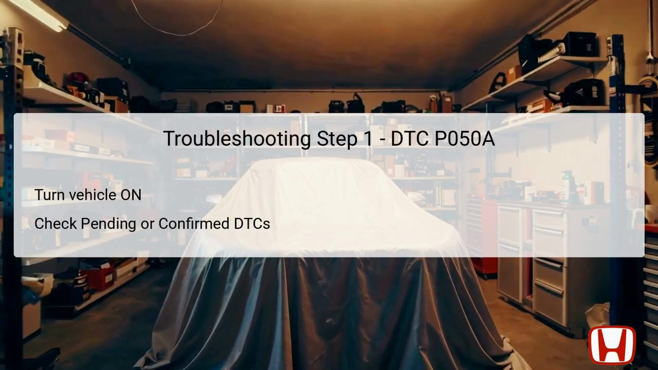Drivers should be aware that these symptoms can also overlap with other DTCs, so precise diagnostics using the HDS is essential. The first step in diagnosing the P050A code is to turn the vehicle's ignition to the on mode without starting the engine. This action activates the Honda Diagnostic System, HDS, allowing for a thorough examination of any pending or confirmed DTCs logged in the system.